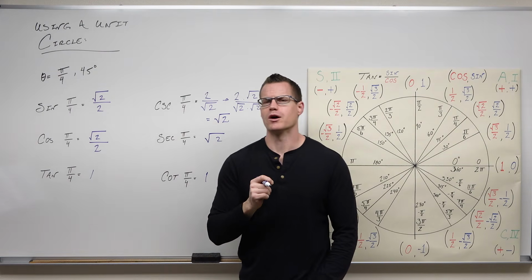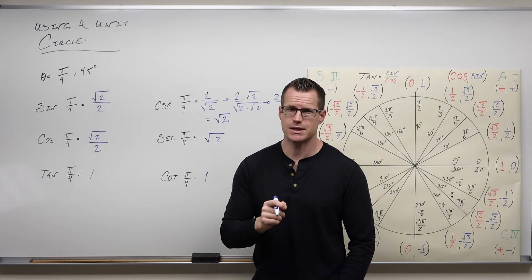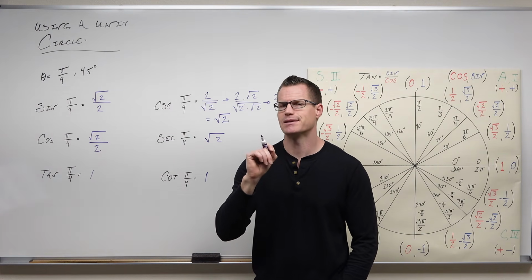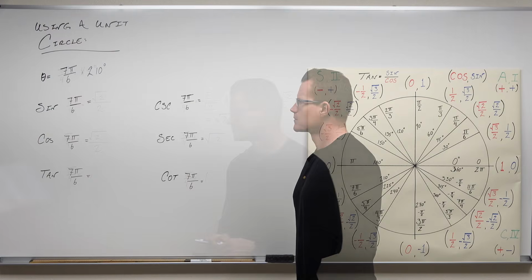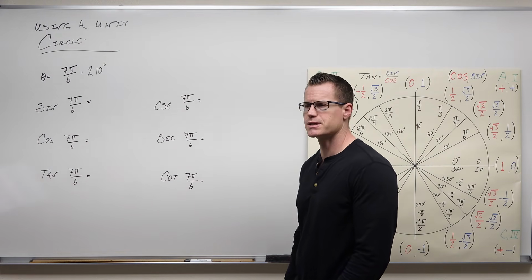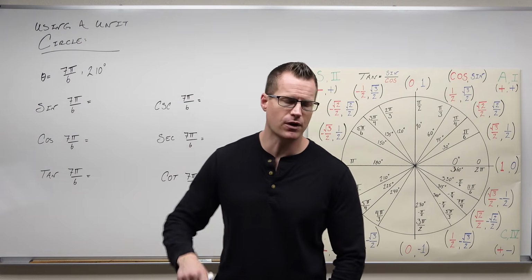I hope you're able to follow me. I hope you're seeing that it's not all that hard, but it's very easy to make mistakes on it. So we need to be very used to our unit circle and really get what's going on here. Let's take a look at 7 pi over 6, or 210 degrees. Let's find it on the unit circle. Let's find sine, cosine, tangent, the reciprocals, and then move on from that one.